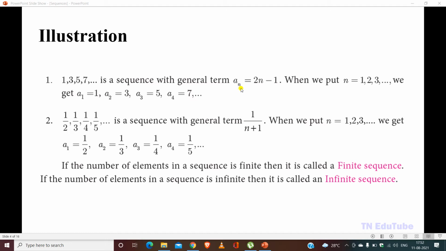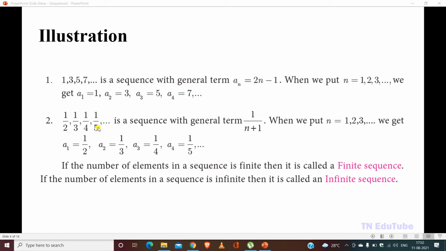Then a3 means you have to put n equal to 3. So 2 threes are 6. 6 minus 1, you get 5. So the third value is 5. Fourth value means you have to put n as 4. So you get 2 into 4. 4 twos are 8. 8 minus 1, 7. So like that, we have to find out all the numbers. So the sequence is 1, 3, 5, 7. This is one example of a sequence. Here the general term will be like this. General term means it is just a formula to create this sequence.